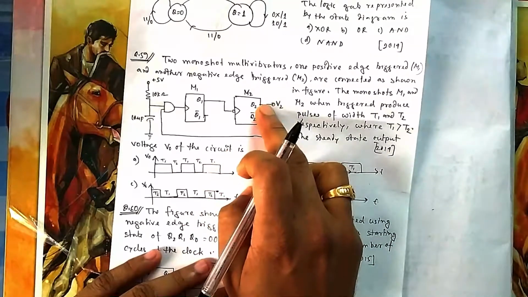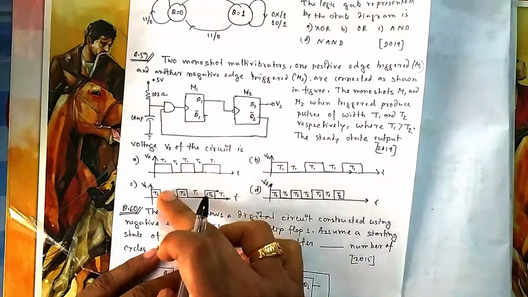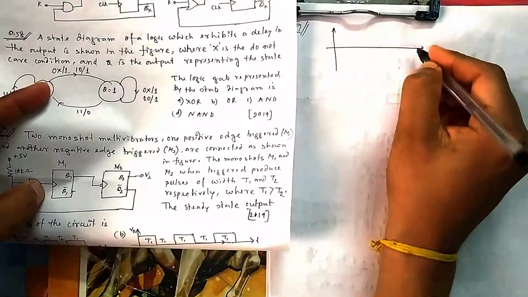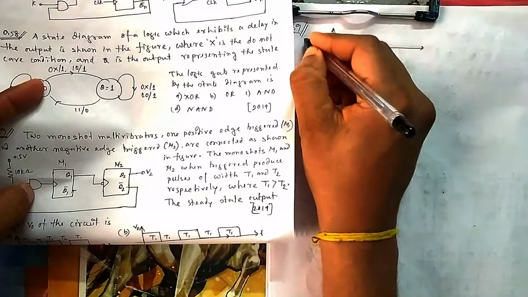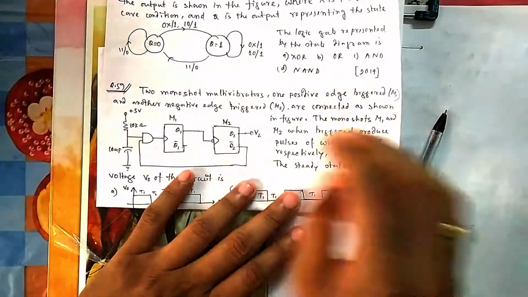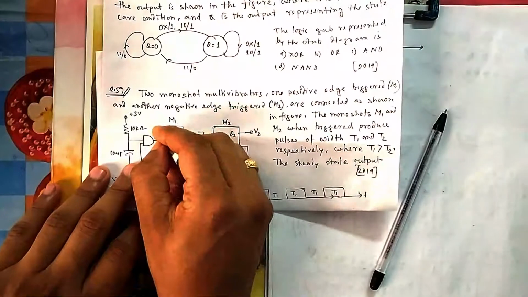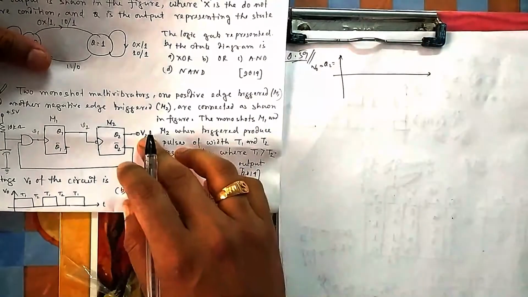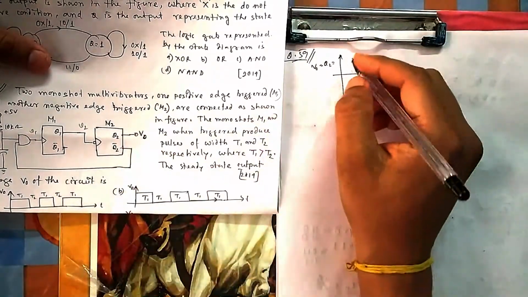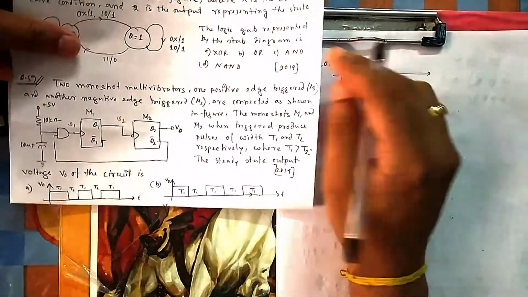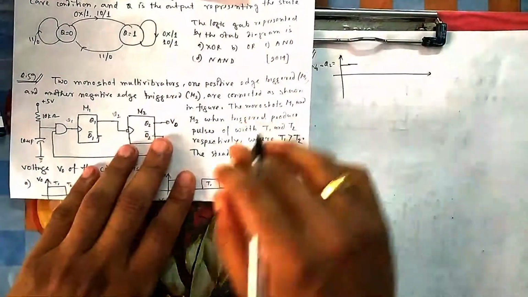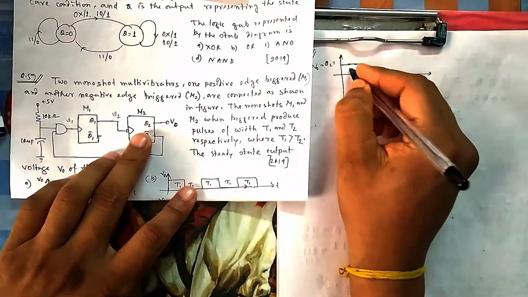So you need to draw the output waveform for Q2. Let us start with V2 as 1, the initial state. Suppose V2 is nothing but Q2, which is my V0. Let me mark this one as V1 and this as V2. If you want to draw V0, it starts from 1. How long will it be 1? It will be on for T2 width, because you see the short.